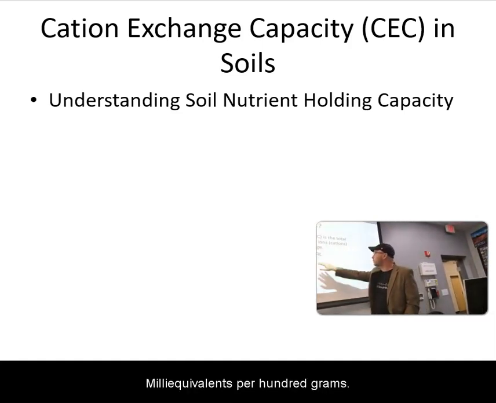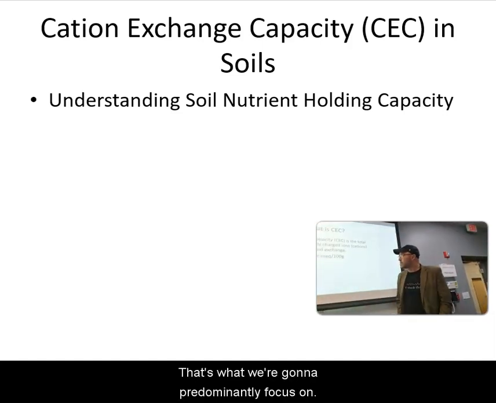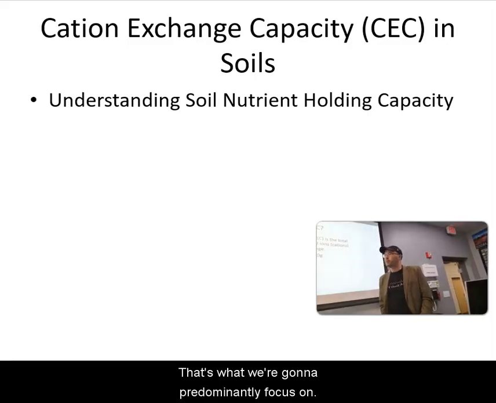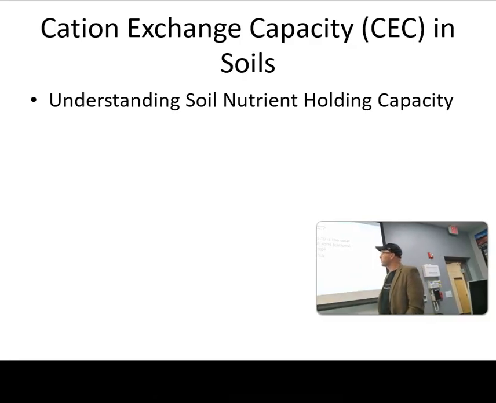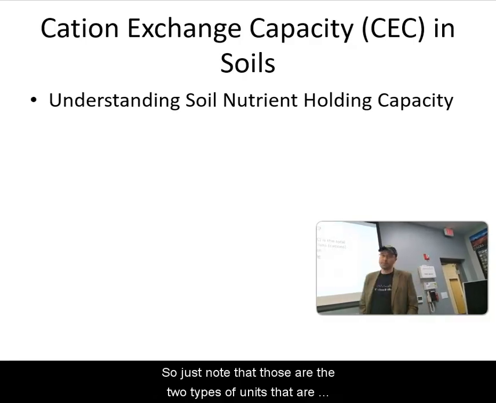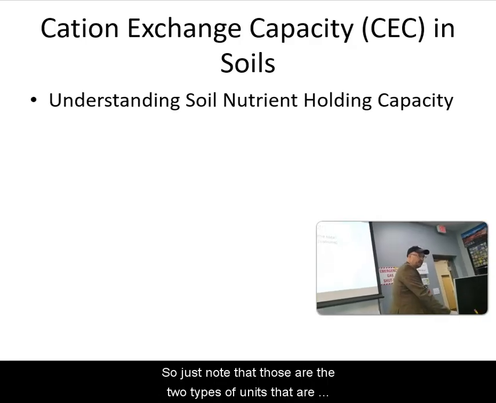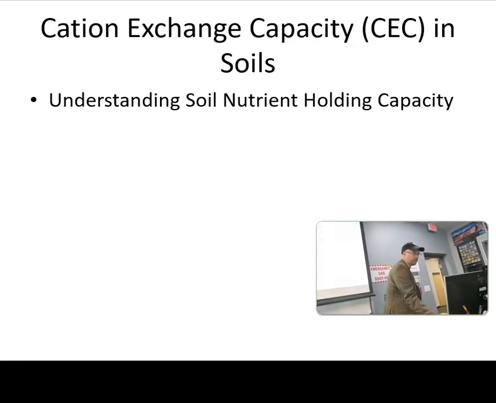Okay, milliequivalents per 100 grams. That's what we're gonna predominantly focus on. I'm thinking our lab next week is going to have something to do with this because it's such an important topic. So just note that those are the two types of units that are used in cation exchange.